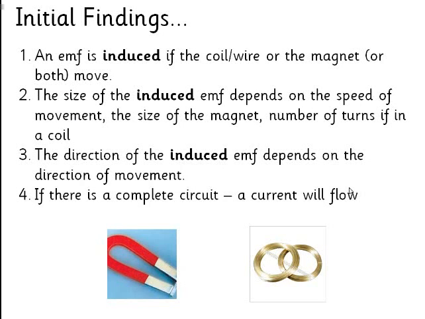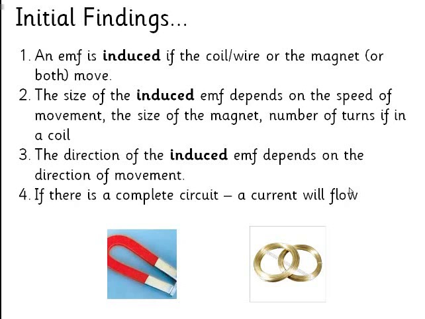So a summary of very initial simple findings. An EMF is induced if the coil, wire or the magnet or both move. As long as there's relative movement, you get an induced EMF. The size of the induced EMF depends on how fast you move it, the magnetic strength, and the number of turns if it's in a coil. You should have seen that in the lab. You can change the size of the induced current by changing those things.